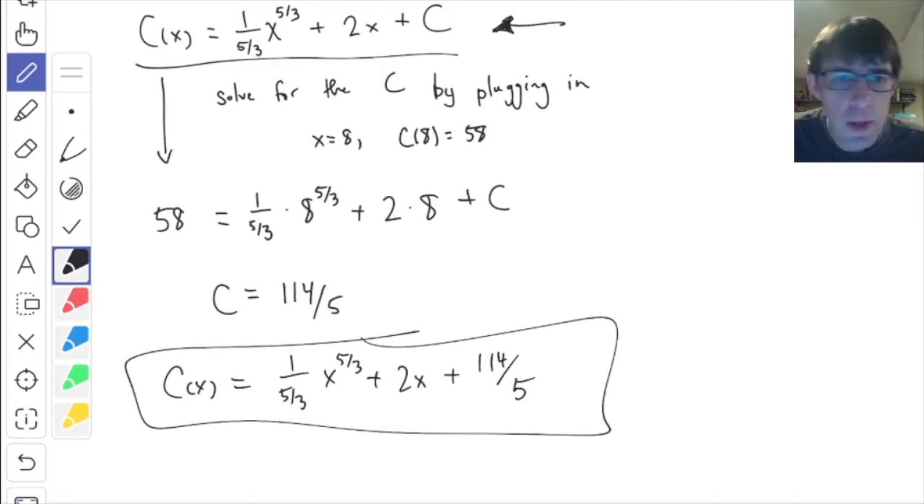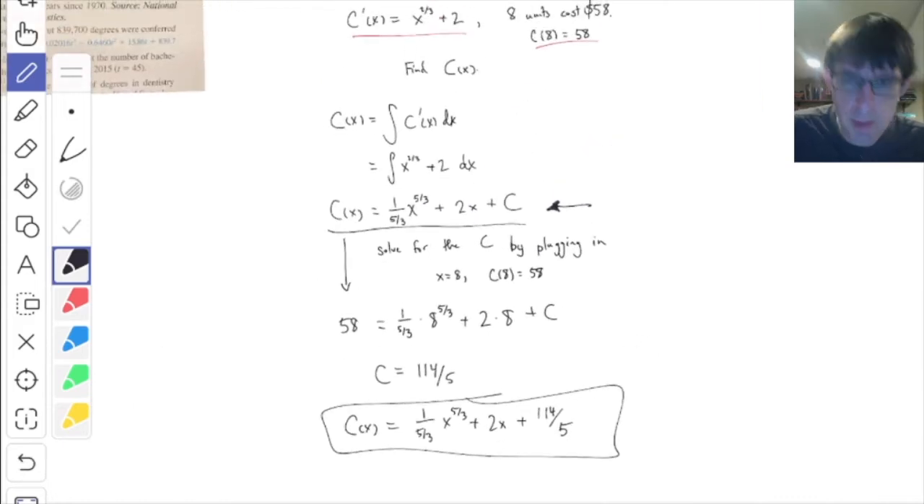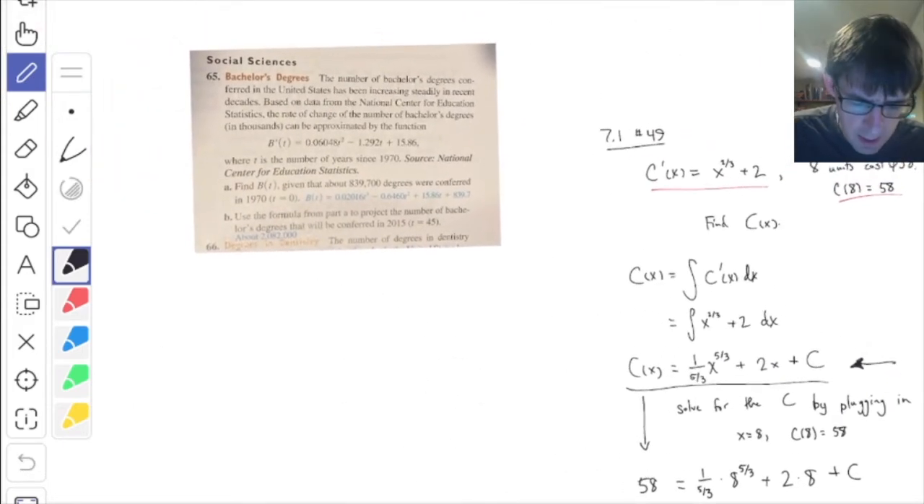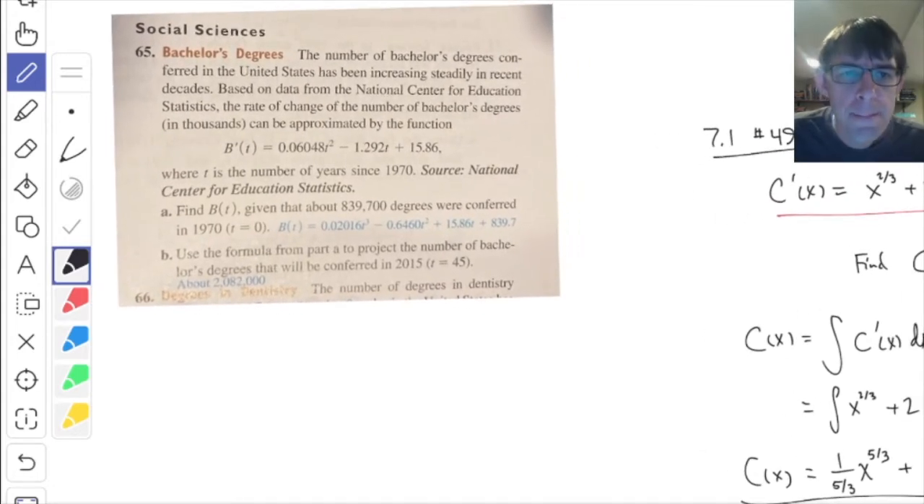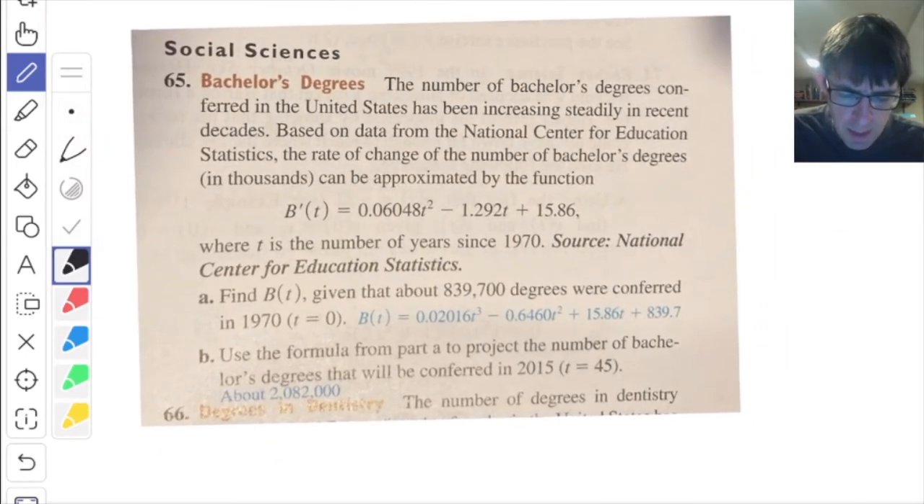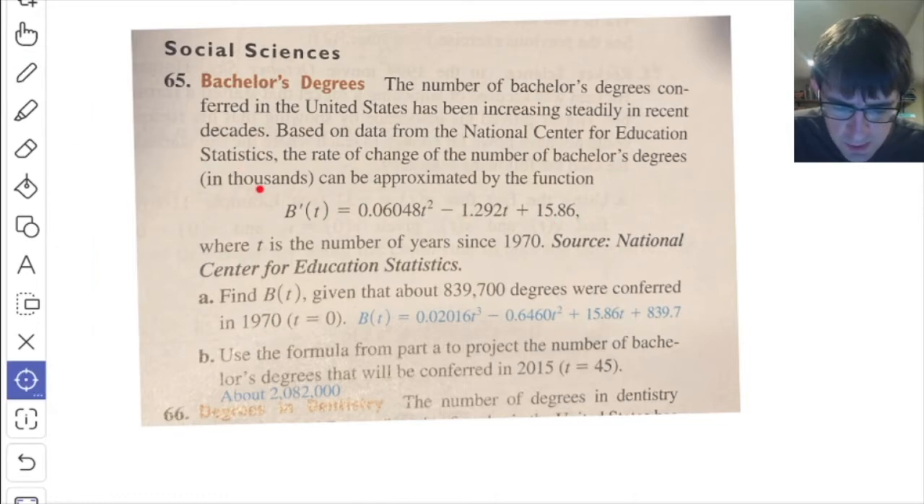All right. Okay, that was sort of an easier one, I guess. The numbers were a little nasty, but let's try one that's a little harder, maybe. I wanted a real word problem from the book, so I have a nice real word problem here that I copied out of the book. It says the number of bachelor's degrees in the United States has been increasing. The rate of change of the number of bachelor's degrees in thousands is this formula here.